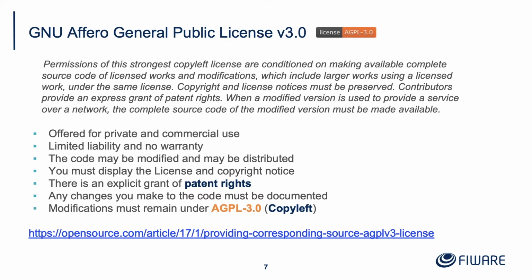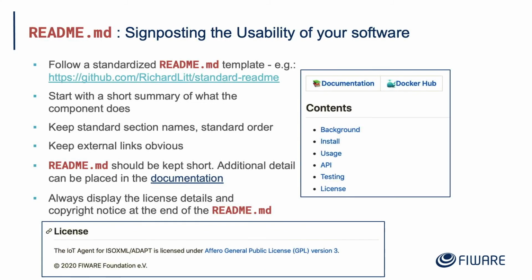Traditionally, on a README, you should actually have details of the license, and the traditional place for your license text is at the bottom of the README. If you go to the IoT agent for ISO XML/adapt, it will say at the bottom of the README page that it is copyright FIWARE Foundation, and it will say what license it is. Now, this is one of the most important things with your software: can I use it legally?